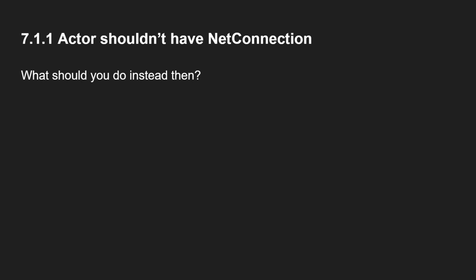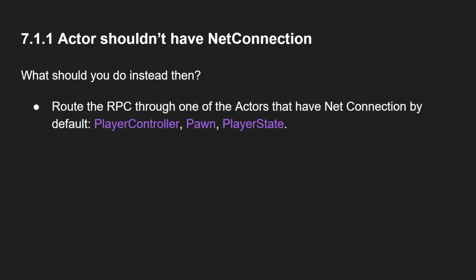So what should we be doing instead? These types of actors, we should not be owning them. They should not have a net connection. So we should route the RPC in question, for example the server RPC, through one of these actors that we mentioned before: player controller, pawn, or player state. They are enough for you to be able to use them.